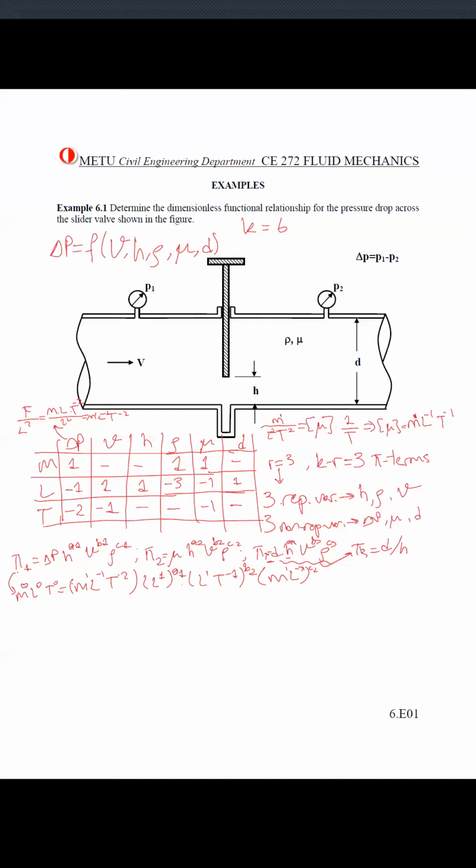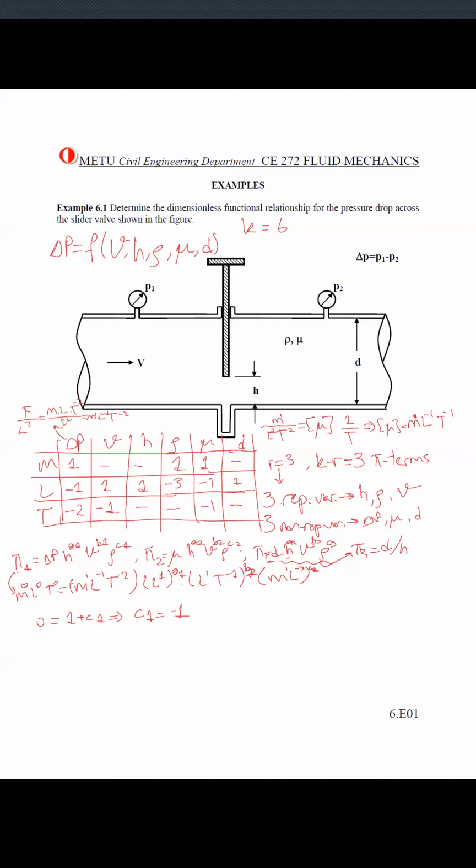So all M powers, L powers, and T powers should be equal. In other words, all of those separately should be equal to 0. Let's go through with the power of M. On the left-hand side we have 0. On the right-hand side we have M to the power 1, and here M to the power minus. Those are all 1, B1 and C1. 1 plus C1, which gives us C1 equals minus 1.